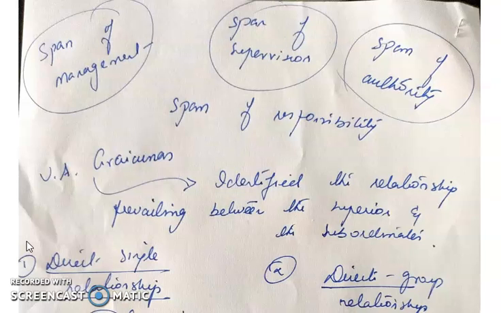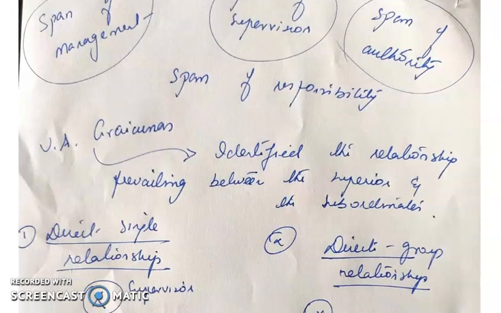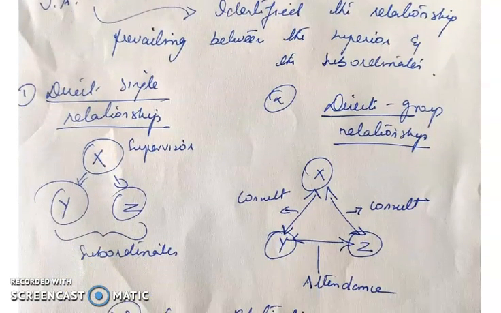We have a person called V.A. Graicunos. He says the span of control is the identified relationship that prevails between the superior and the subordinate. You can consider this also as a definition for span of control. In determining span of control, we have broadly three different types of prevailing relationship. Number one, there is a direct single relationship. You can see there is a superior X and there are two subordinates, Y and Z.